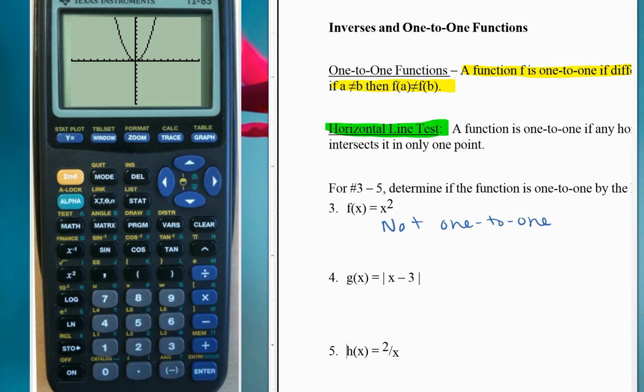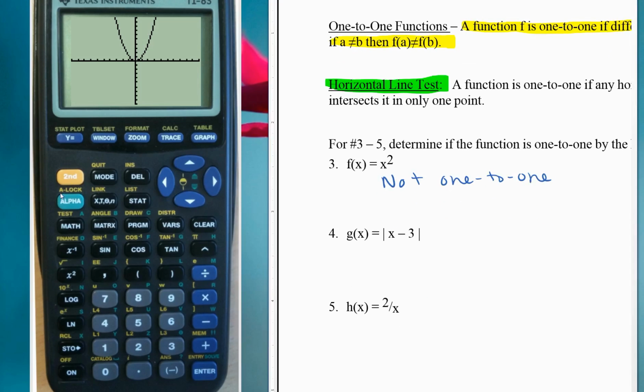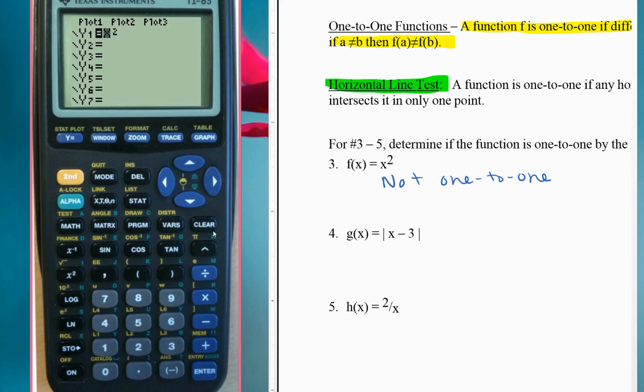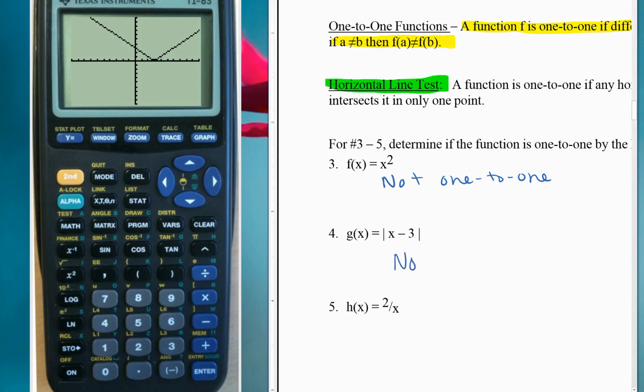Let's look at the absolute value of x minus 3. Remember, to get absolute value, you hit math, go over to number, and this ABS is there. Again, there would be lots of horizontal lines that, if we drew them, would intersect in more than one place. So not 1-to-1.